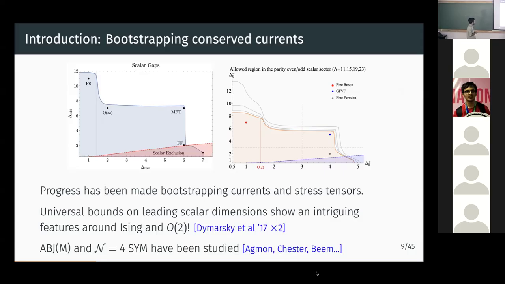I should also mention that people have studied systems of stress tensors before in ABJM theories and N equals 4 super Yang-Mills, but it's a little bit cheating because you can just work with scalars, and that's in the same supermultiplet as the stress tensor.